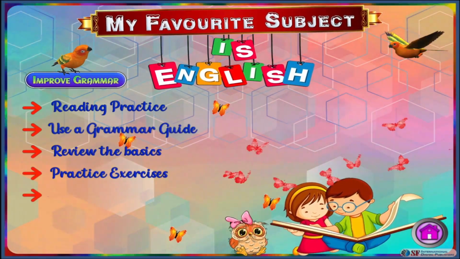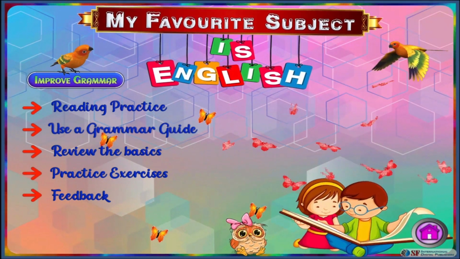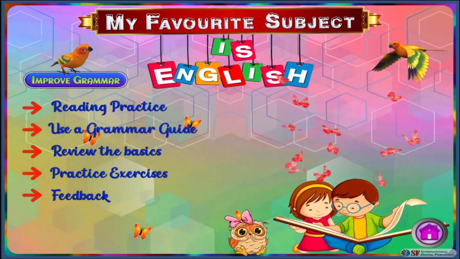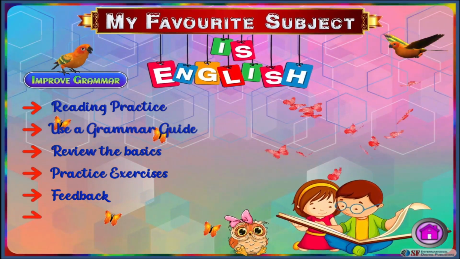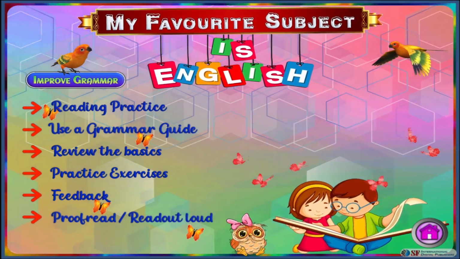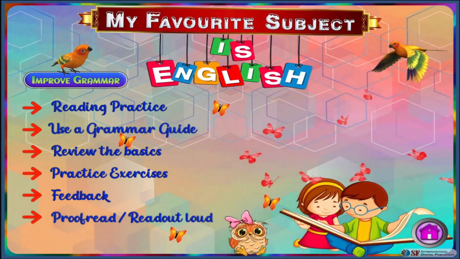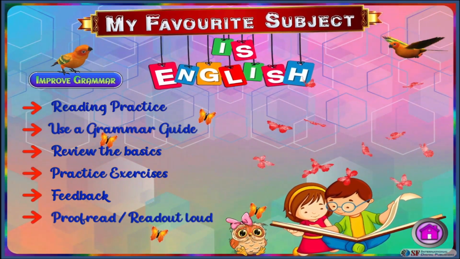Feedback. Pay attention to the feedback of our teachers. Make sure to pay special attention to those details while proofreading our work. Proofread, or read out loud. Reading what we have written out loud, preferably to someone else, is an efficient way to evaluate our work.